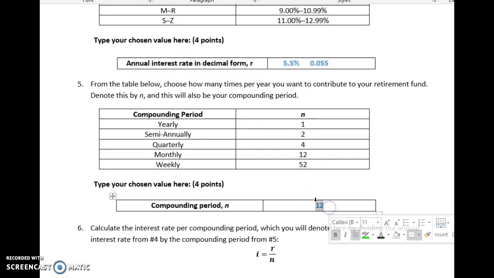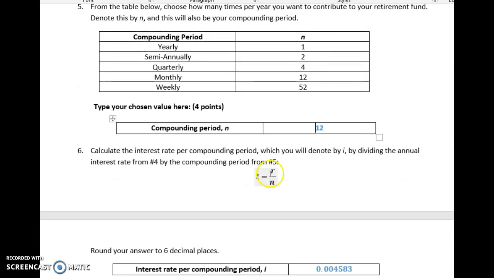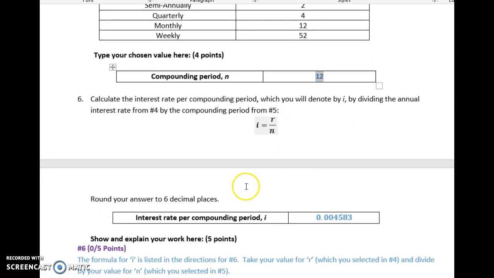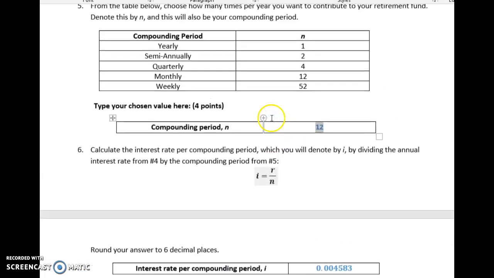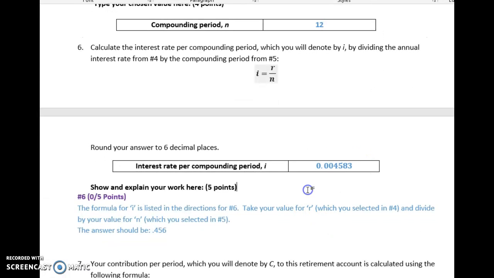So I picked 12 for this video. That means once a month I'm going to put money into my retirement account. We're also saying that the interest is compounded once a month as well. So number 6 here, the interest rate, is a really simple formula to figure out. You take the interest rate that you chose, up here in number 4, and you divide it by how many times a year the interest is being compounded. So I would do 0.055 divided by 12, and I would get that solution.